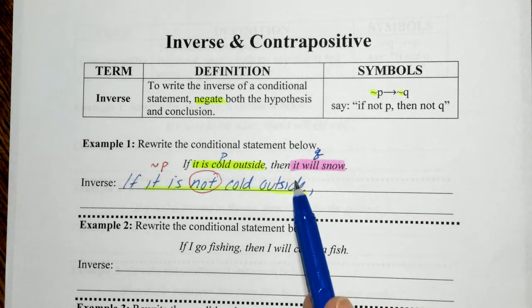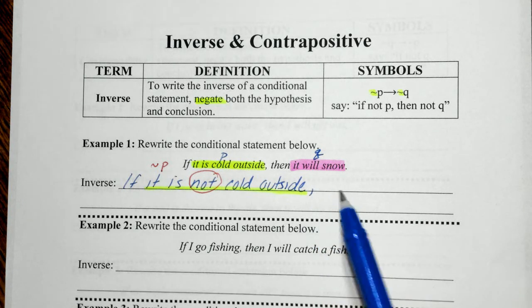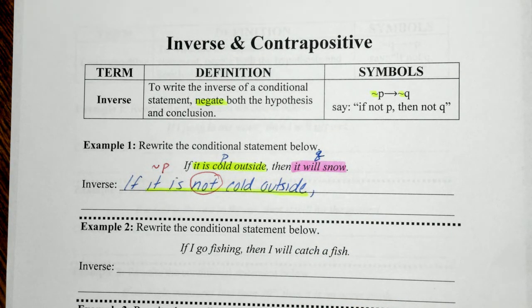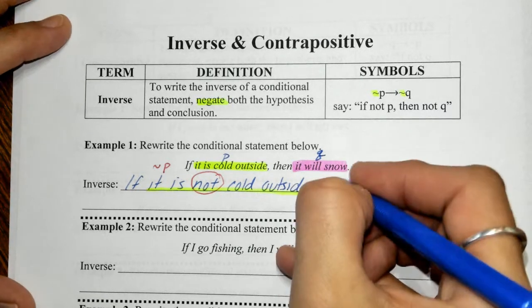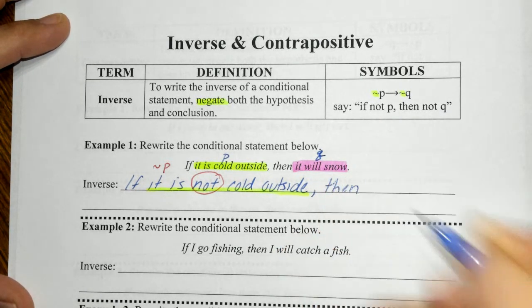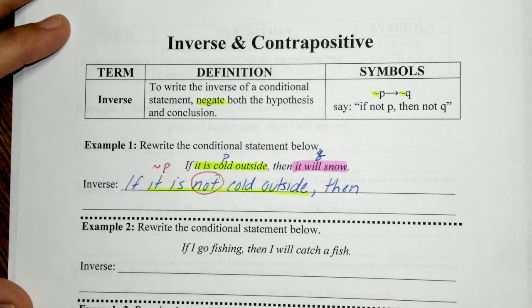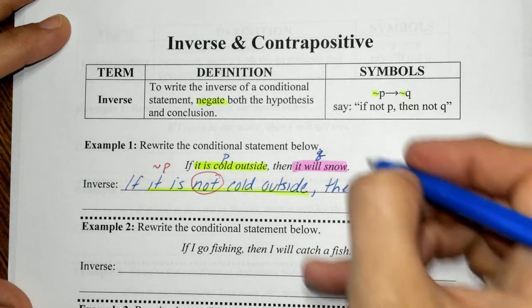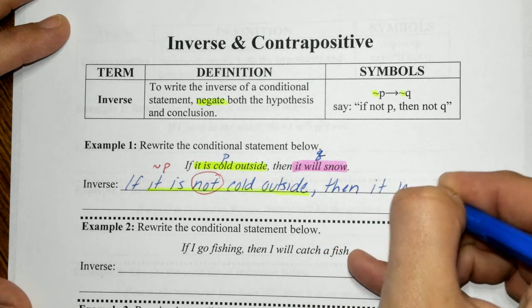Now we need to take it will snow and make it the opposite. It will not snow, or it won't snow. But make sure you put then. If you do not put then, it is incorrect. They are still if-then statements. So then, it will not snow.